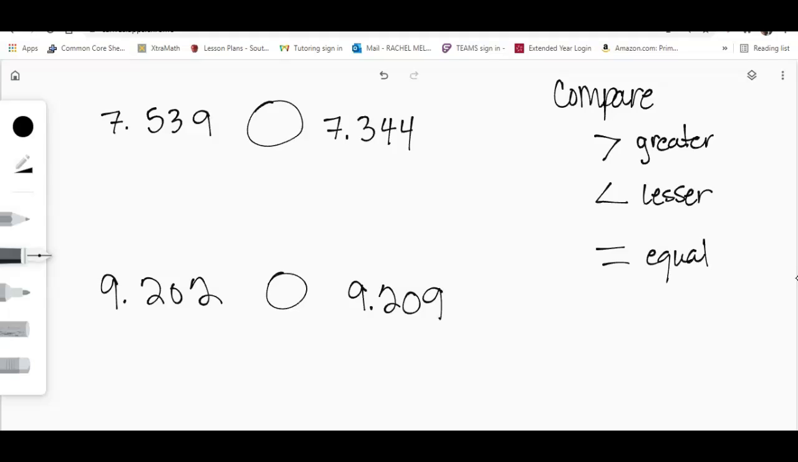I know in younger grades they sometimes teach you when you're first comparing numbers to think of the alligator, because these symbols kind of look like an alligator mouth and the alligator wants to eat the bigger number. And I'm okay with that analogy. However, you do need to know what these symbols are called, because what you're looking at right here is a number sentence.